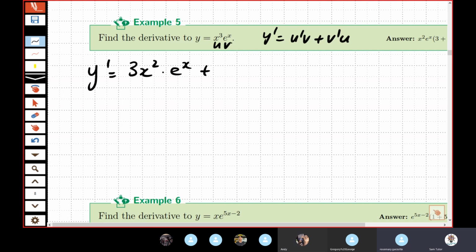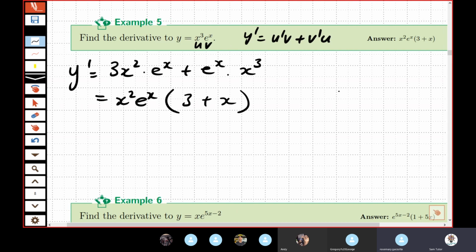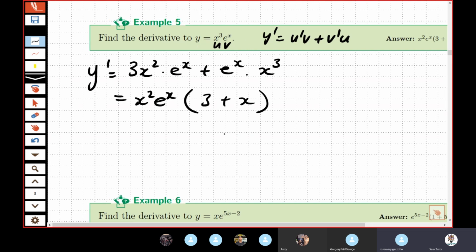What's the derivative of an exponential? Ex. Yeah, it's still just ex in this case. Times u, x cubed. And then it's good for you guys to get familiar with the fact that you can see there's an x squared that's common in both, and there's an ex that's common in both. So you can factorize that. Good job. Anybody have any questions for that one?